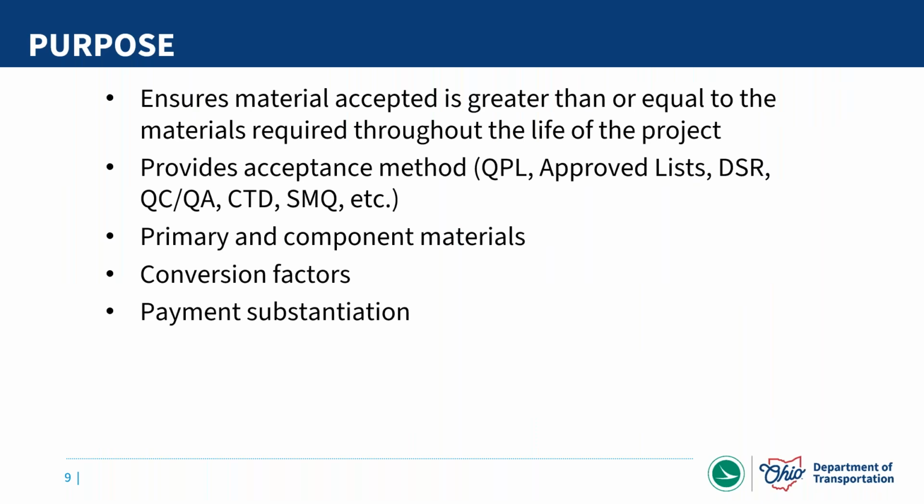For example, there are primary and component materials like conduits, where the primary material might be reinforced concrete, aluminum, polyethylene corrugated, etc. And the component materials might be things such as joint filler or sand. And we will use conversion factors to convert those material units to work units. For example, cross sections of curb might vary for type 2 curb, type 2A, type 3, and all of those different types require different amounts of concrete. So we have to ensure that the material accepted is greater than the materials required when paying for that item.